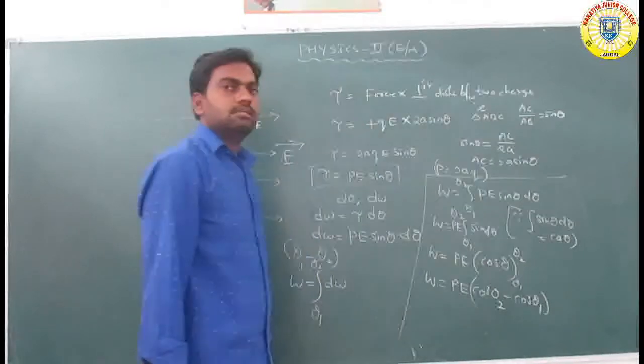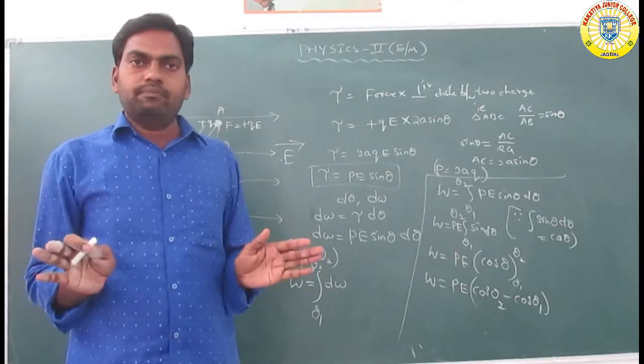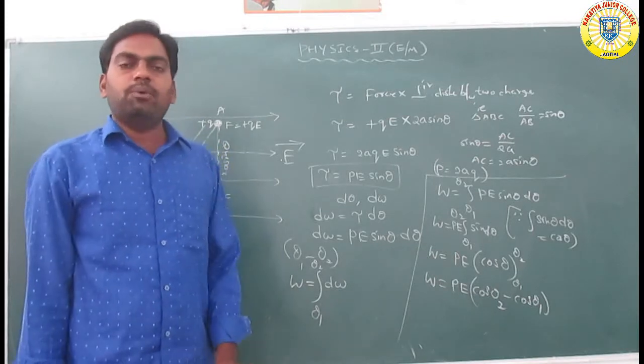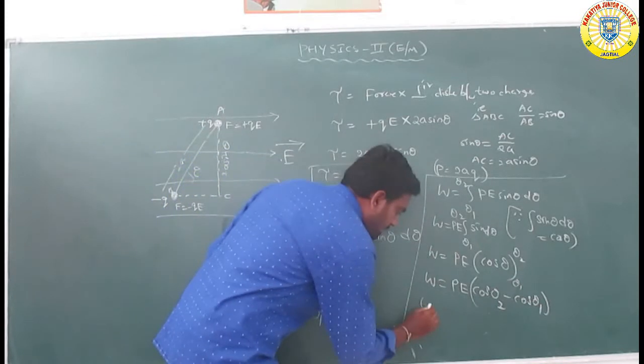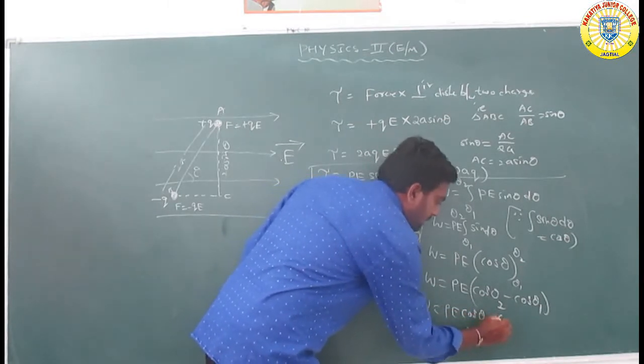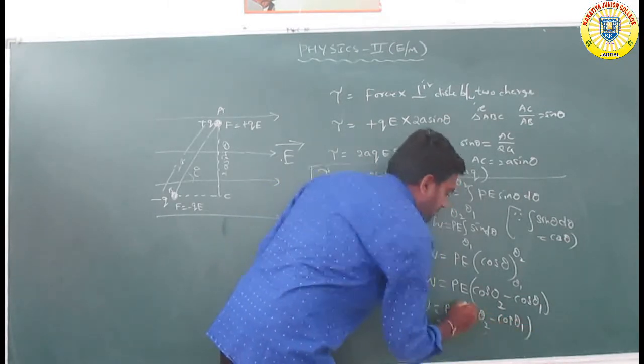This is the total work done, which is stored as potential energy. Potential energy U is equal to pE (cos theta 1 minus cos theta 2).